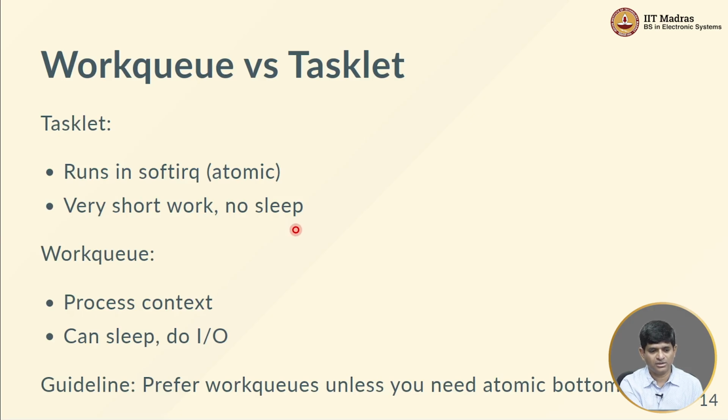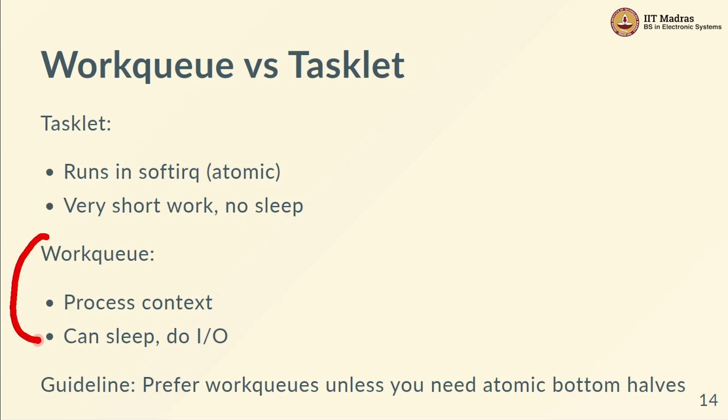Okay. So, just to summarize, a tasklet runs in the IRQ context, it is atomic, very short work, no sleeping allowed. The work queue on the other hand is in process context, it can sleep, it can do IO, it can allocate memory, it can do things that are long running. And in general, as we can see over here, this tasklet or the IRQ handler is the top half, the work queue is the bottom half. A general guideline is that it is usually a good idea to prefer a work queue, assign a task for later completion, unless we need an atomic bottom half.